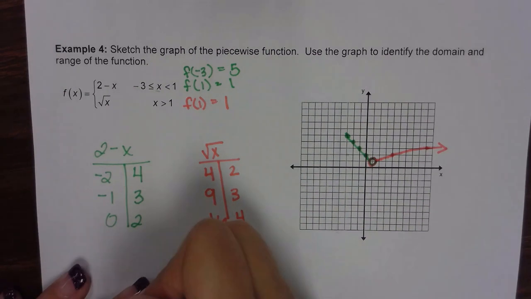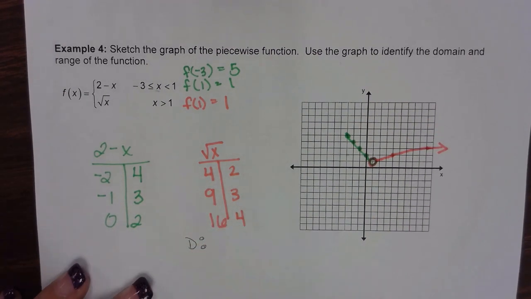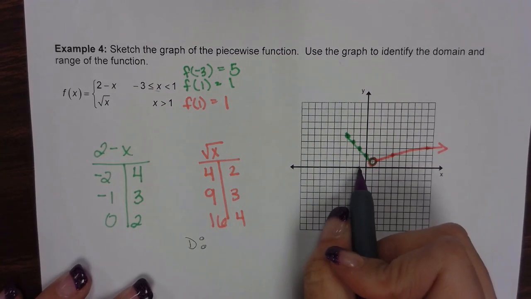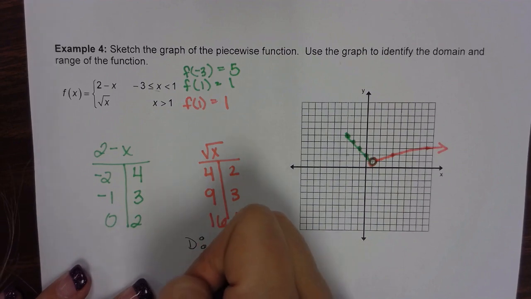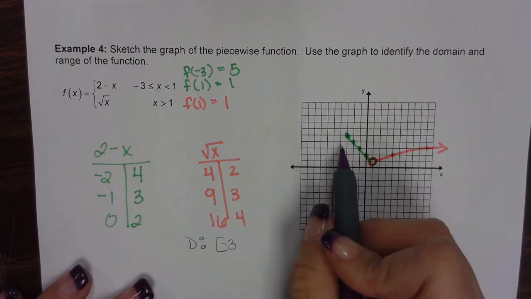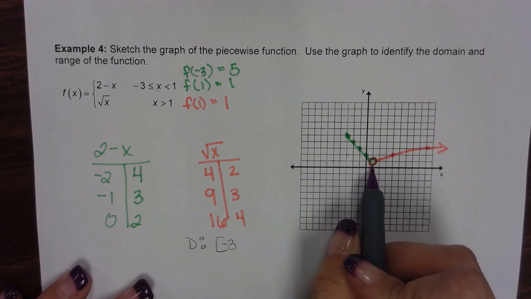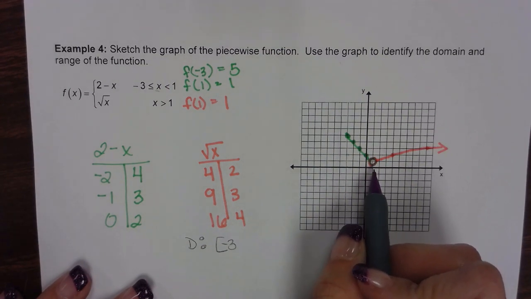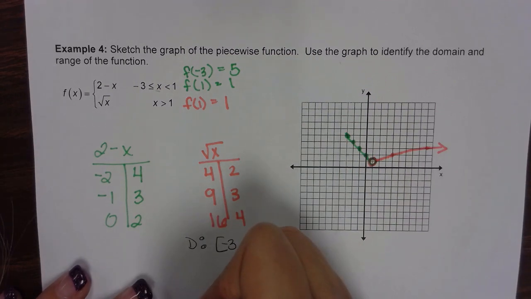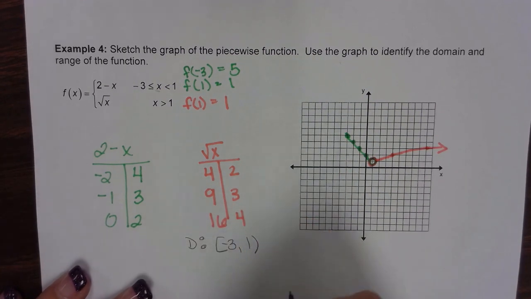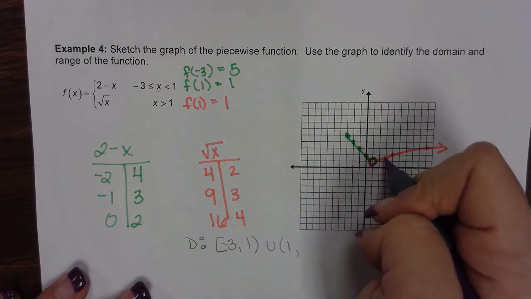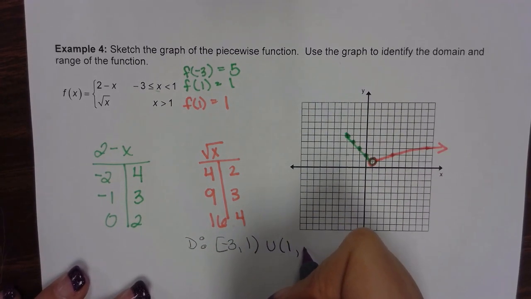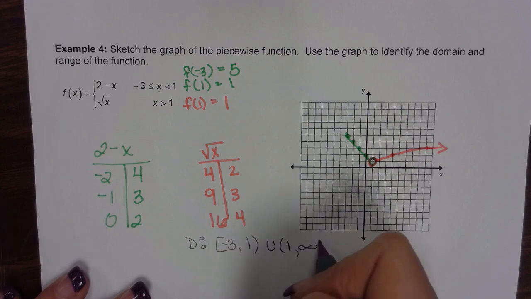Okay, last domain and range. Domain. What is the farthest left that we see? 1, 2, 3. -3. And that's closed, so it's a bracket. Now, as we go to the right, what happens right here? There's a hole, so we have to indicate that. There's a hole at 1. So we're going to use parentheses to indicate that that's a hole. And then it keeps going on forever to infinity.